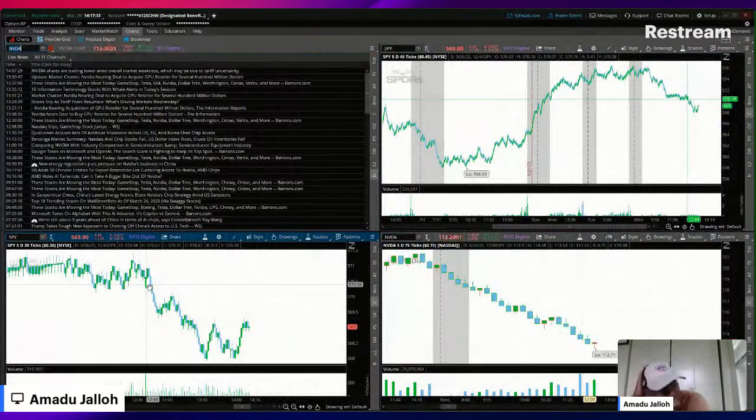Okay, so we saw some geopolitical chess. China's latest energy norms block Nvidia chip strategy amid U.S. sanctions. Nvidia is nearing a deal to acquire a GPU reseller for several hundred million dollars. We'll see about that.